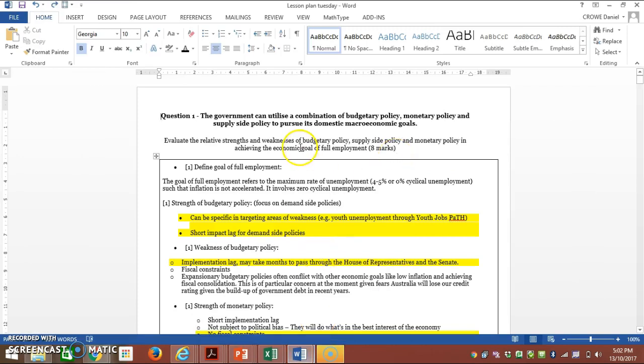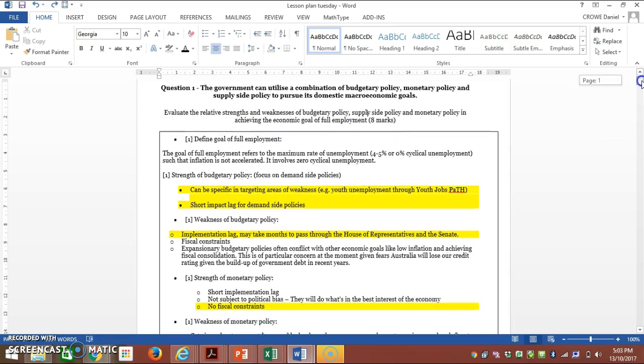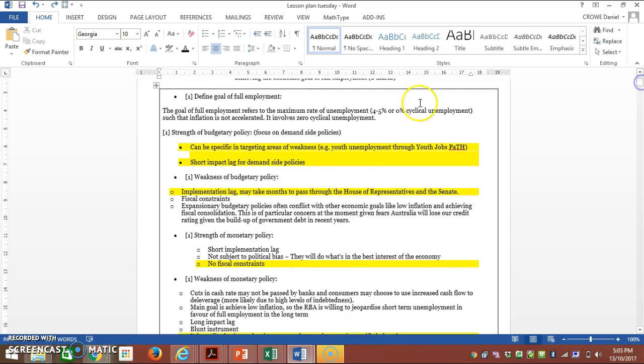So when we're evaluating the relative strengths and weaknesses of budgetary policy, supply side policy and monetary policy in achieving the goal of full employment. So for an 8-mark question, you firstly define the goal of full employment with links to the fact that it's the maximum rate of unemployment, generally 4 to 5% with no cyclical unemployment and without causing inflationary pressures. Then you've got to talk about the strengths and weaknesses of each policy.